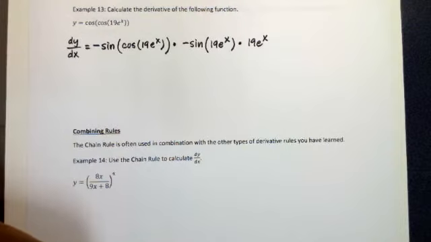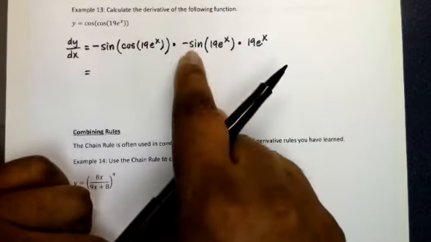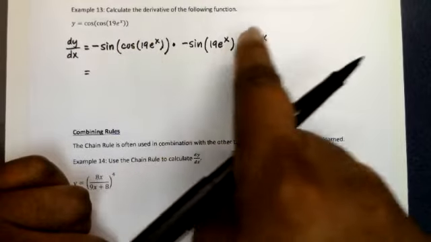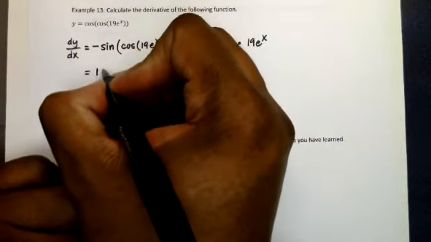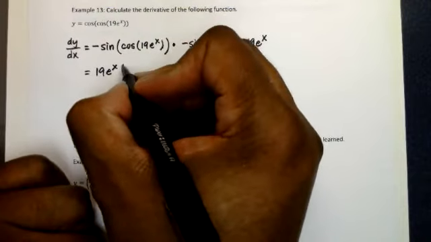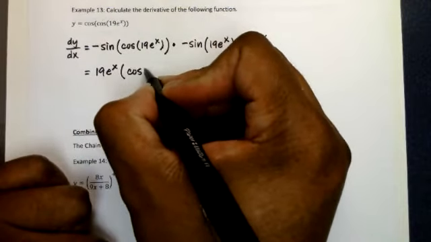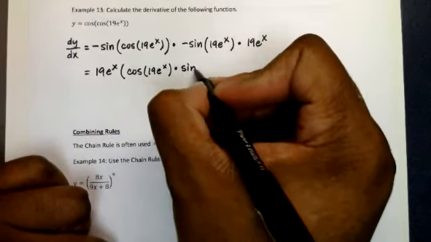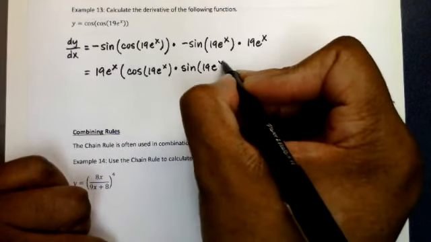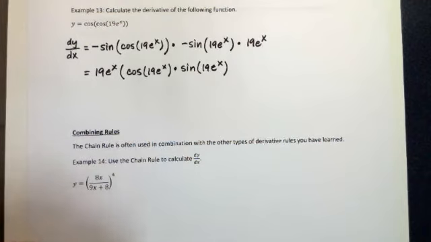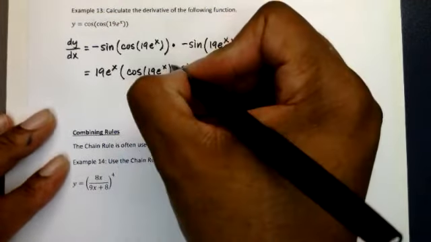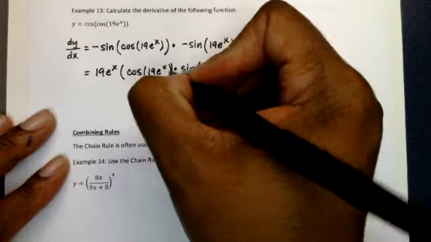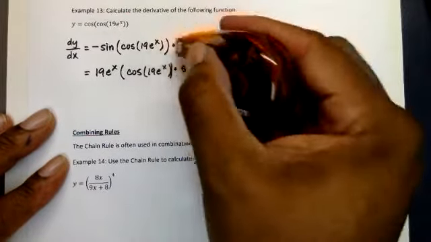Okay, so now I'm going to try to clean all of this up a bit. Let's see, negative times negative will be a positive. And I'm going to pull that 19 e to the x in front. So here, cosine 19 e to the x times the sine of 19 e to the x. And that is it right there. I would go no further than that. And I left on a set of parentheses here.